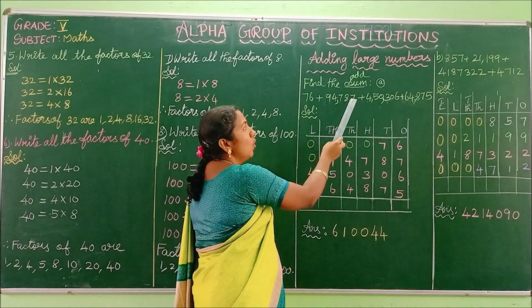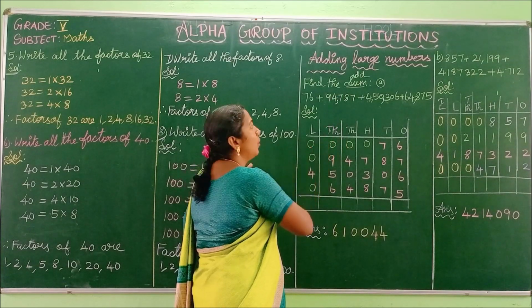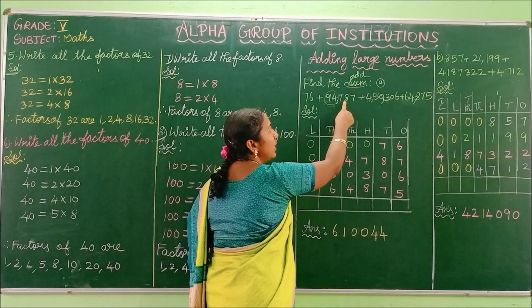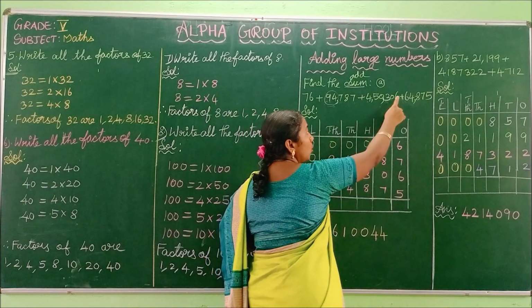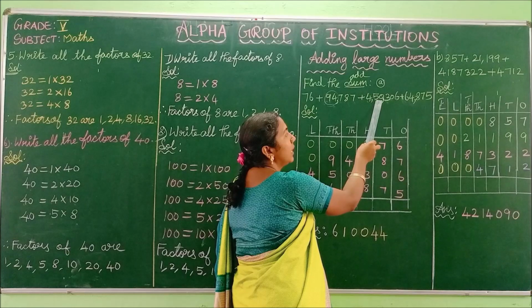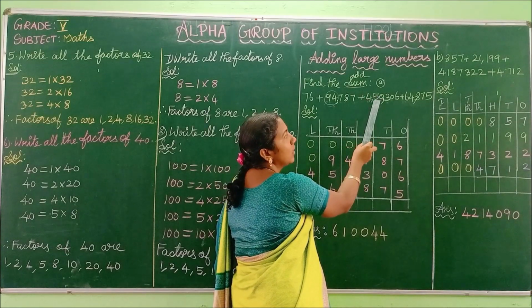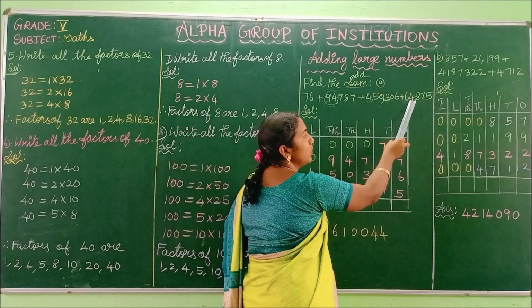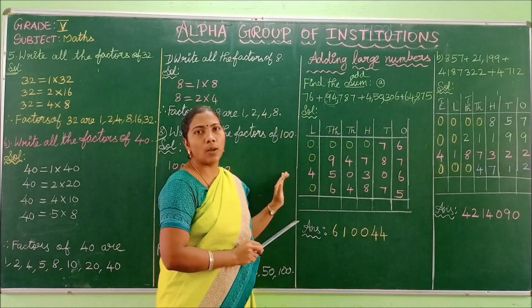How do you read this? Ones, tens, 100, 1000, 10,000. You have to read this number as a whole. That is 94,787. Okay. See the next one. Ones, tens, 100, 1000, 10,000, and then lakh. So you have to read it as 4 lakh 50,306. Similarly, 64,875.